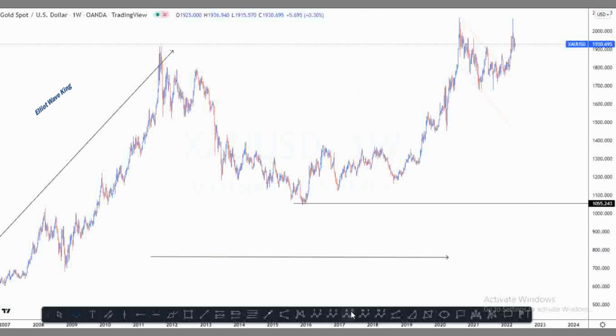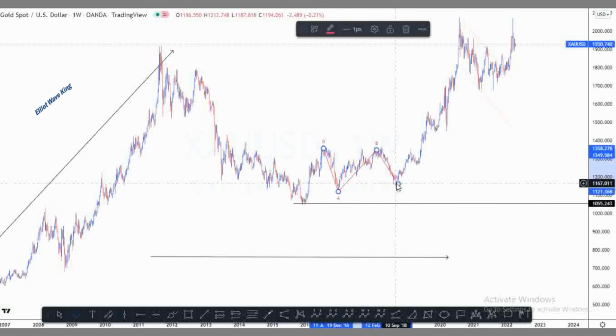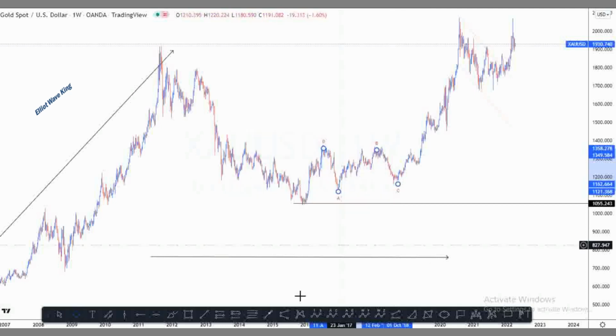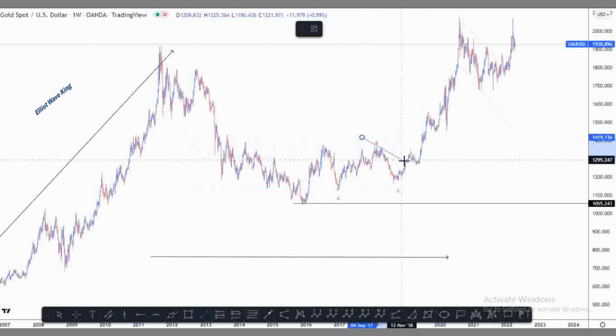Looking at this here, what I could identify for a start, I'm going to start my counting right here. What I can identify is that I have a possible flat structure that started here, so I'll point that out to you first, guys. I had a possible flat structure created there. I'm going to put this up here.